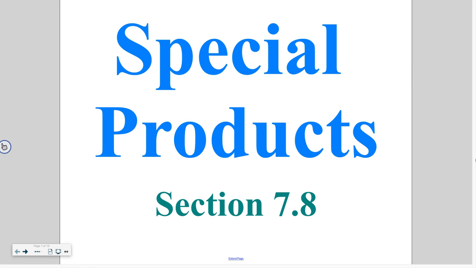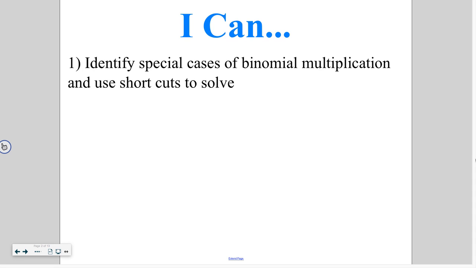Hello class, today we're going to talk about section 7.8, which is looking at special products. By the end of today's lesson, you will be able to identify these three special cases for binomial multiplication and use these shortcuts to solve.